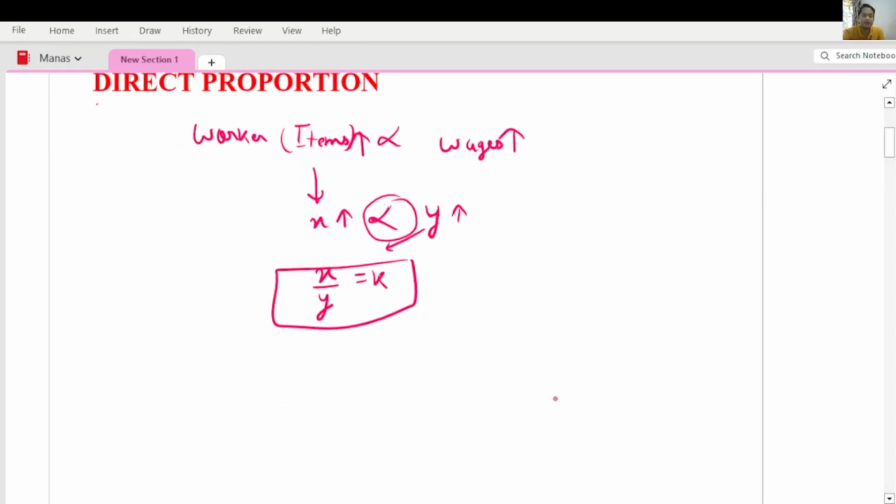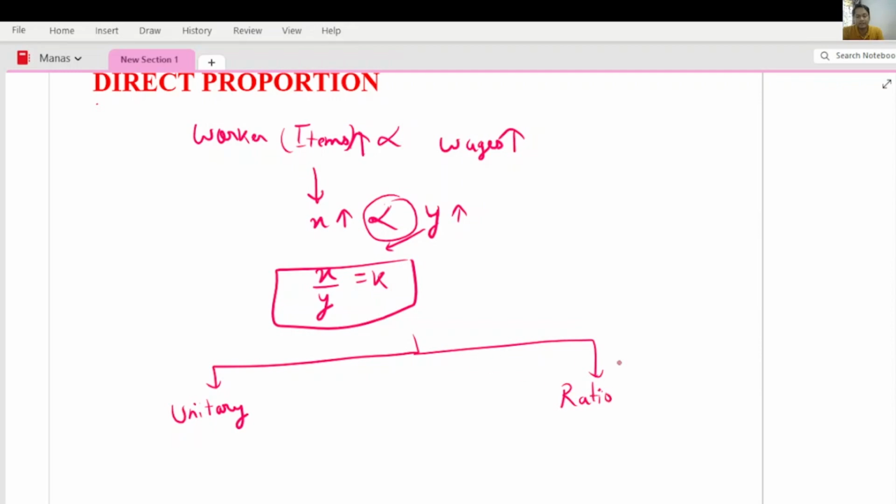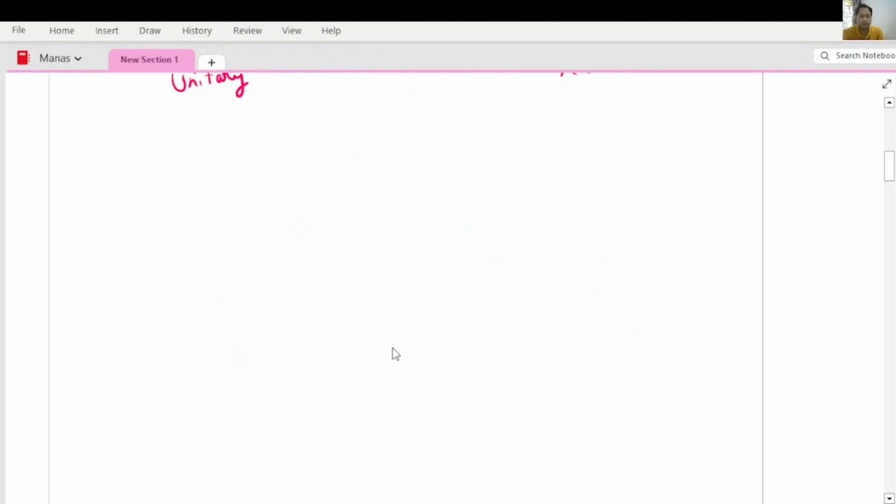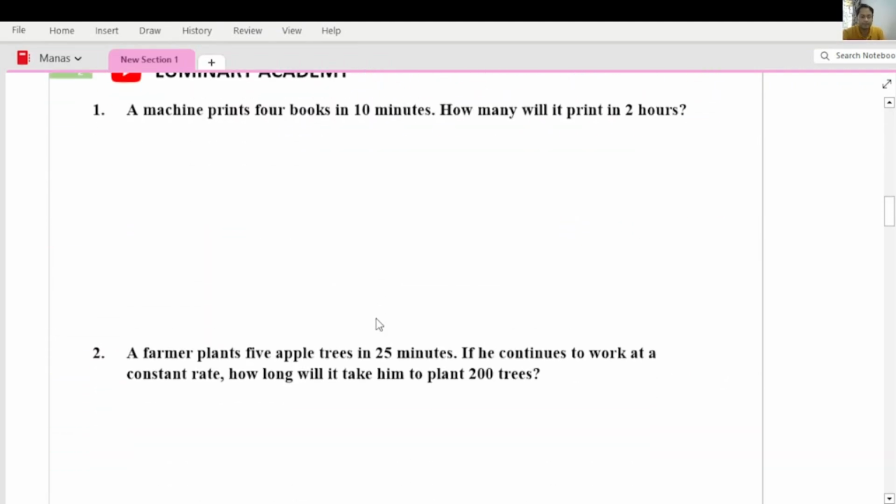This is a kind of relation which we can form through direct proportion, and this relation will help you to solve various questions based on direct proportion. There are two methods now. First is the unitary method, in which we apply some different tricks, and there is the ratio method. The ratio method is basically the method which I am using right now. By using this equation we can solve the ratio methods. So let's start some questions based on this.